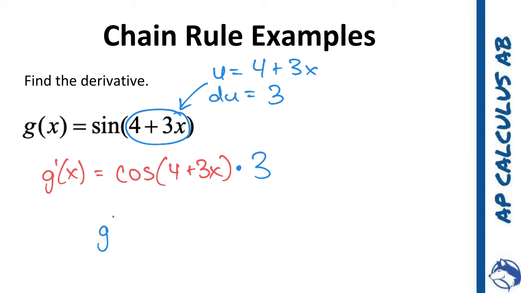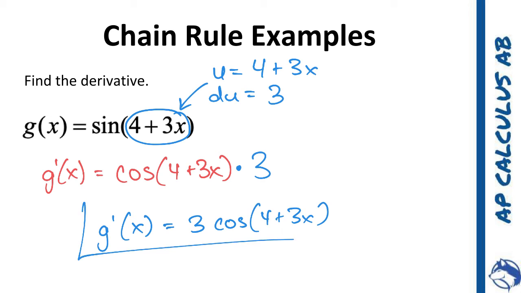And if I want to, I can rewrite this so it's simplified: 3 times the cosine of 4 plus 3x. And that's the derivative of this function.